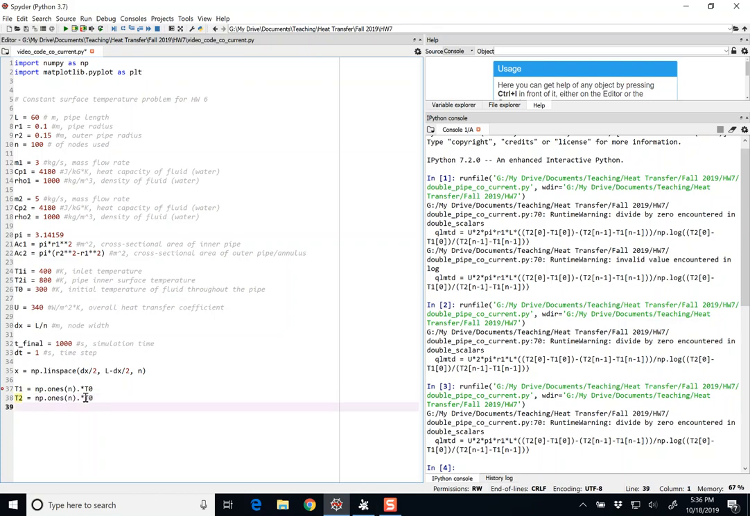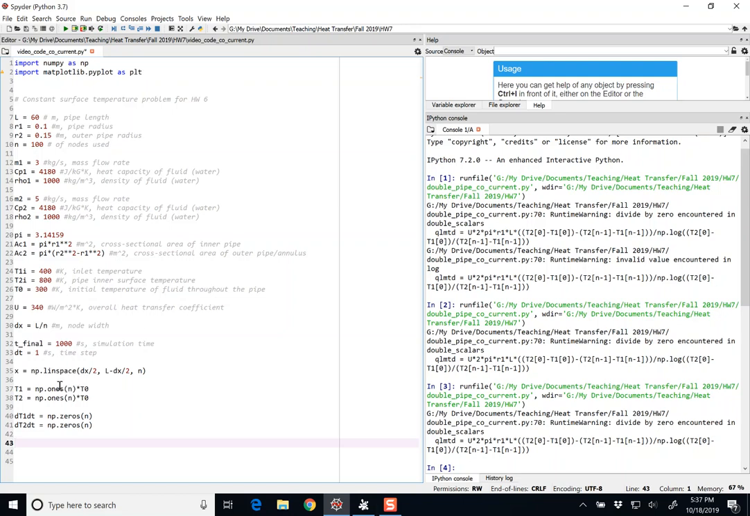Okay, we don't want that dot in here. We're going to need to initialize our temperature vectors. So we have dT1/dt, and let's just set these equal to zeros n units long. We'll do the same thing for the outer fluid. Okay, so far we're just initializing things.